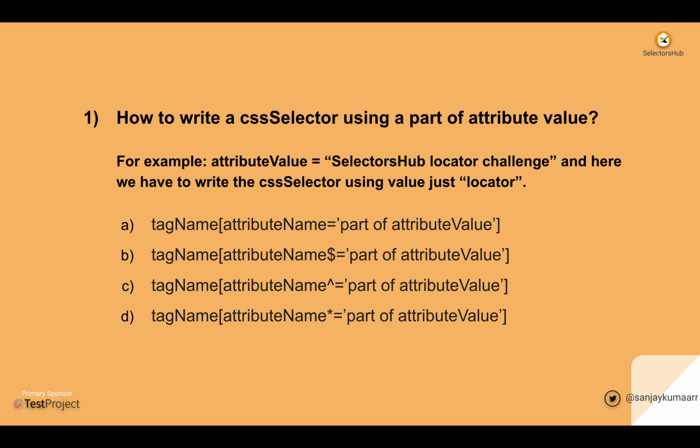For example, the attribute value is SelectorsHub locator challenge. And here we have to write the CSS selector using just the value locator. So basically we are looking for contains. The very first option is tag name, attribute name equal to part of the attribute value. This is not correct, because it directly compares the value, so we cannot use a part of the value.